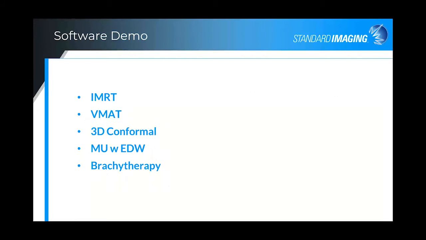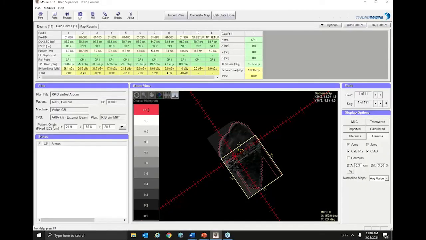And so now I'll go ahead and bring up IMSure just so you can get a quick look at the software. So what I have here is I had preloaded a particular plan. This one is a 9-field IMRT plan.